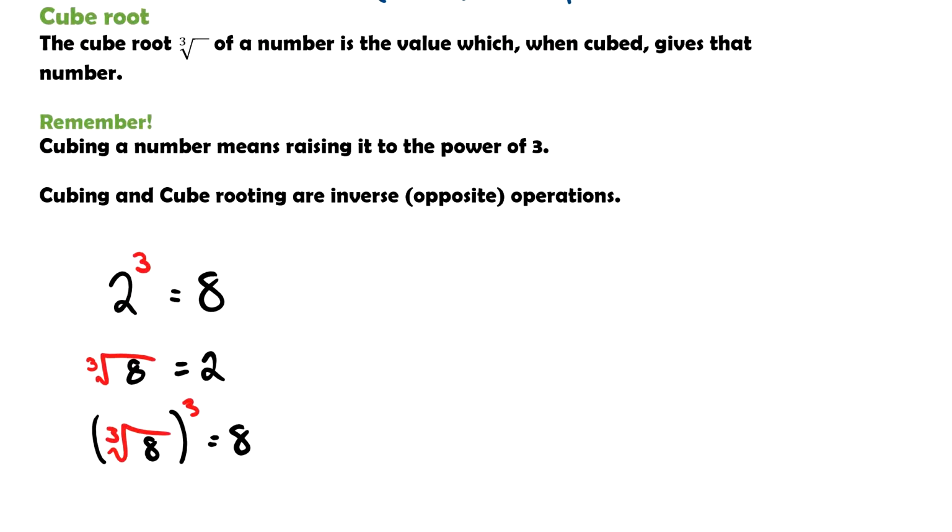The cube root of a number is the value which, when cubed, gives that number, so multiplied by itself 3 times. Remember, cubing a number means raising it to the power of 3, and similarly to squaring and square rooting, cubing and cube rooting are inverse operations and they cancel each other out. Here we have our examples. We have 2 times 2 times 2, and that equals 8. That is our cubing.